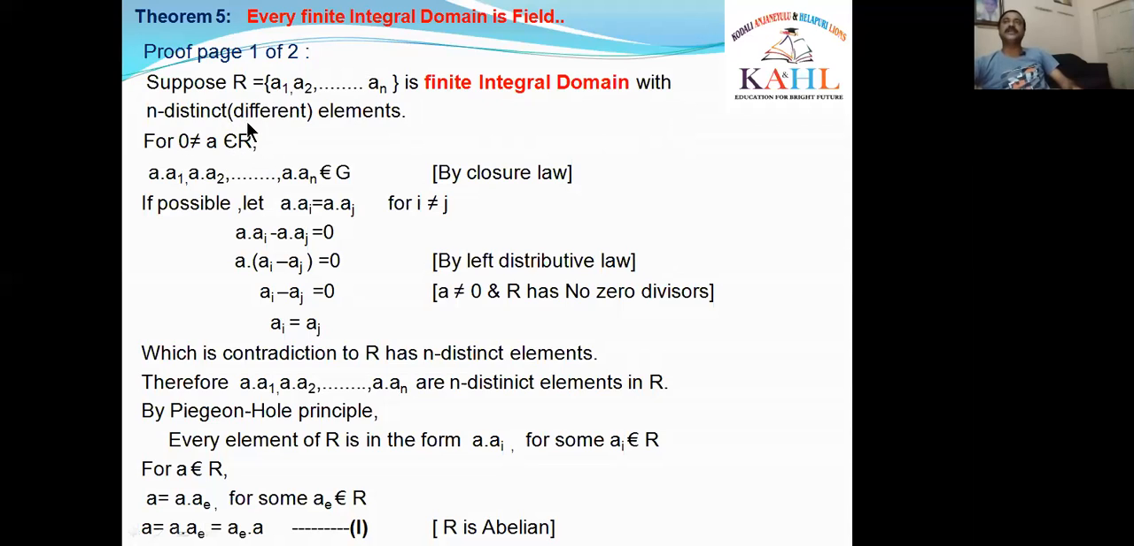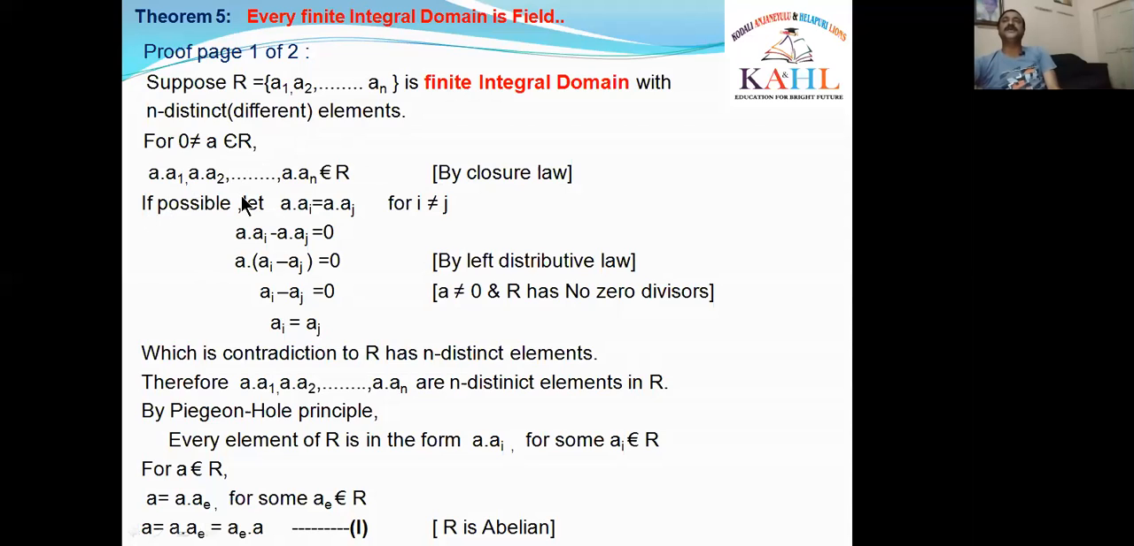Because R is an integral domain, that means (R, +, ·) is an abelian ring. Abelian ring means that it is a ring, and for a ring the closure law exists. That means a·a1 is in R, a·a2 is in R, and so on, a·an is in R. A small correction, I have written it wrongly. By the closure law, all these are elements in R. I have a small doubt: are any two elements equal? For that, I will want to prove it.